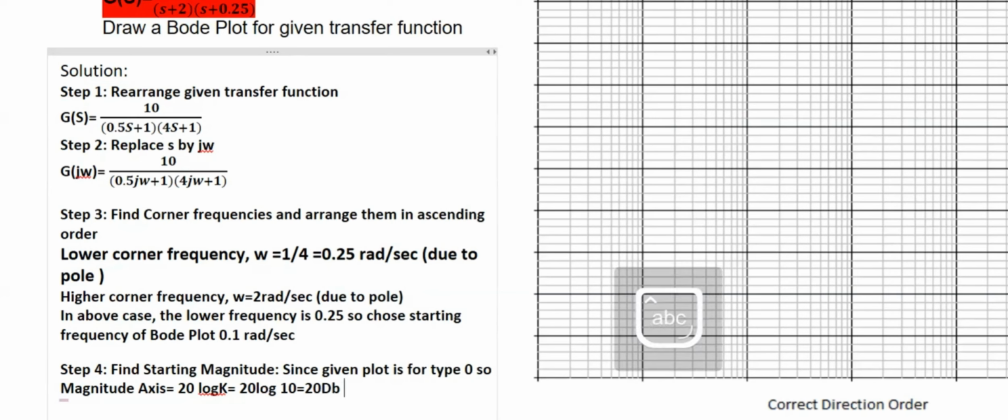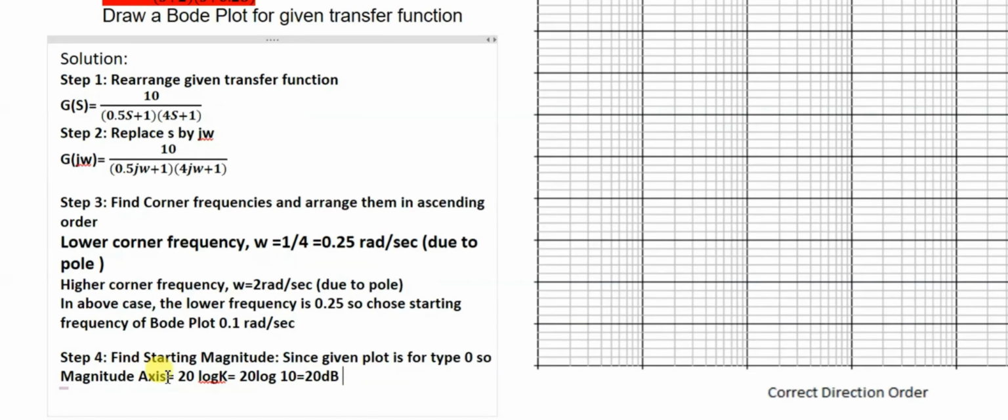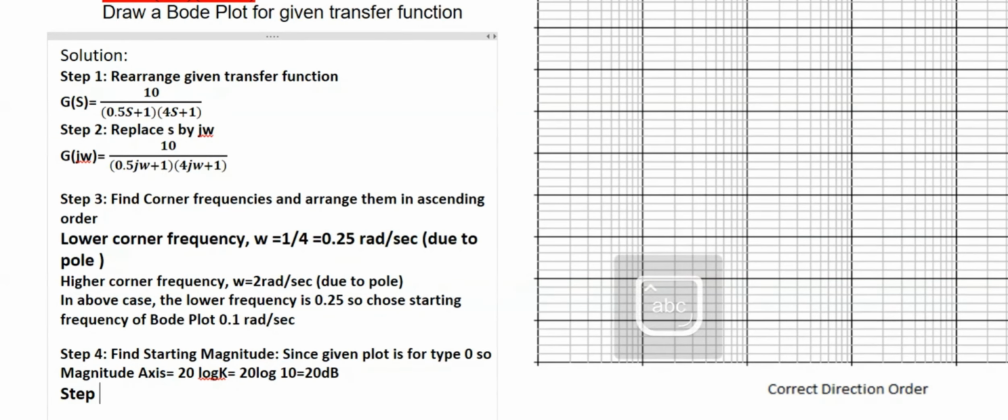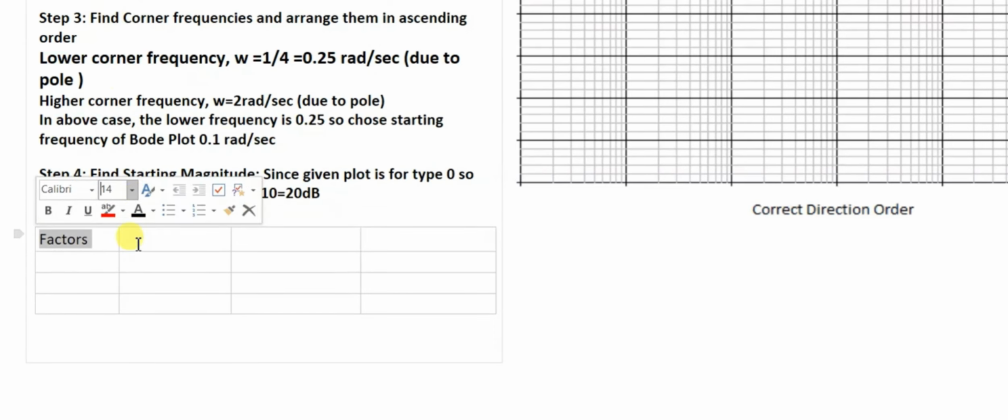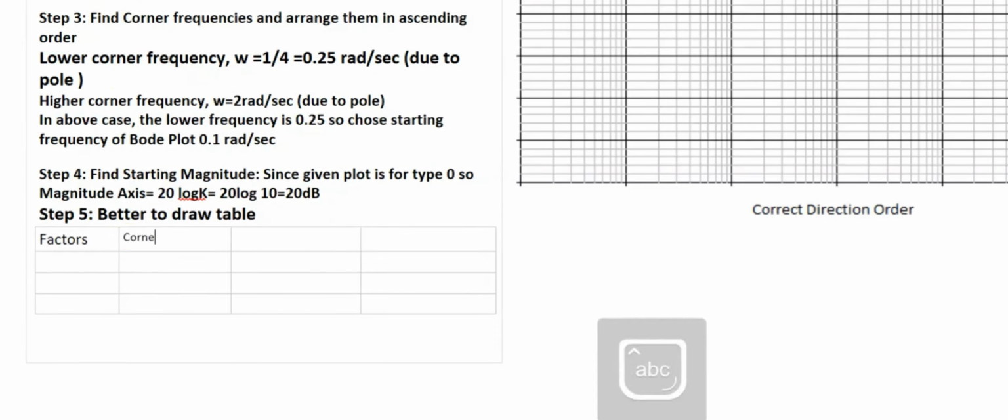Once you have identified the value of the starting magnitude, all that remains is to draw the table. If you draw the table, it will be easier for you to track the diagram, and all the data can be easily plotted. So let's draw the table for the given transfer function. For the table, we need columns like factors, corner frequency, initial slope and cumulative slope.